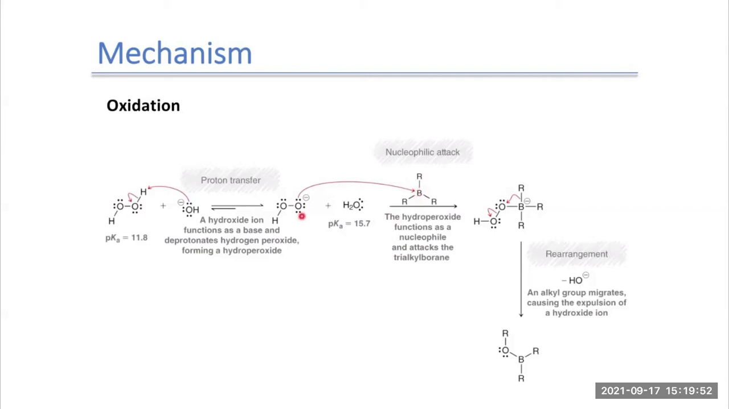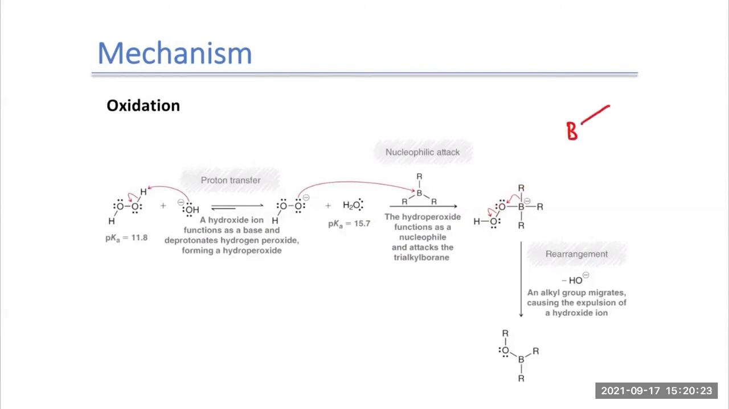So when our oxygen here attacks the boron, now our boron has a negative charge. And what's going to happen is one of the R groups is going to migrate to the oxygen here and kick out the last one. So it's going to do a rearrangement, and your alkyl group goes from being attached to the boron to now it's attached to the oxygen.